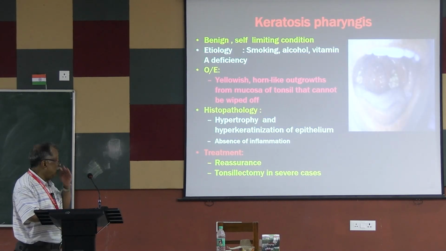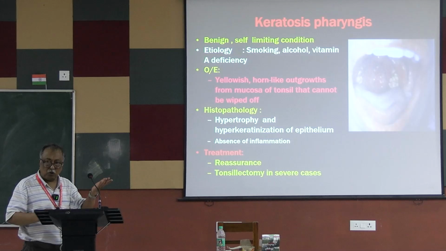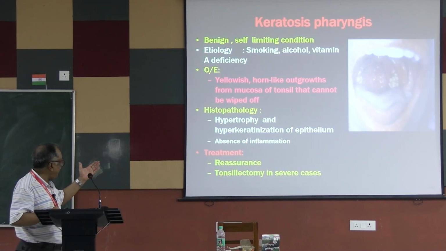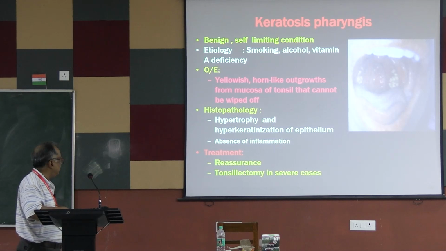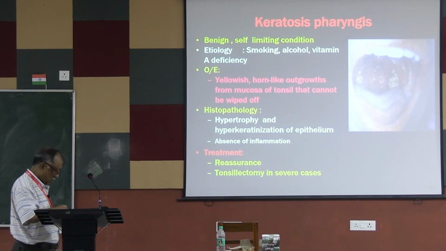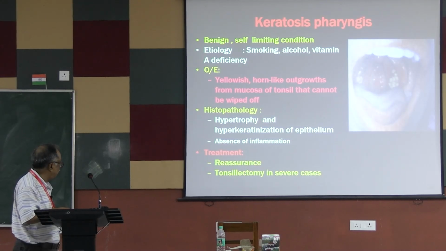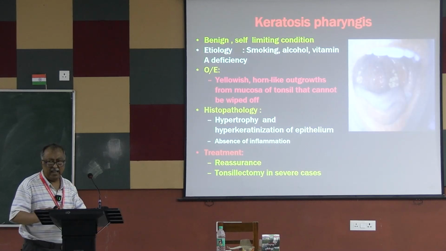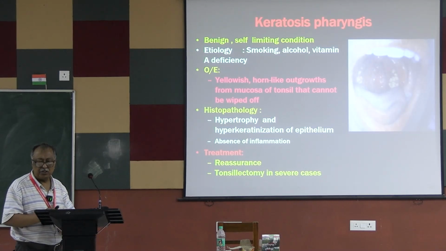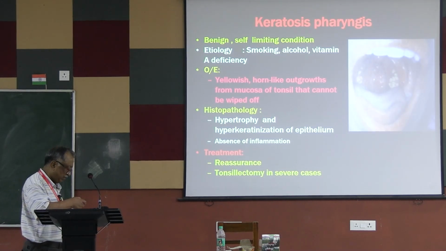Keratosis pharyngis. It is not only over the tonsil but also over the pharynx. Hyperkeratinization and hypertrophy of the epithelium, no inflammation, and a yellowish horny growth. Reassure, and if the condition is so severe, you can do tonsillectomy, but nowadays we try to reassure; it is not an indication for tonsillectomy.